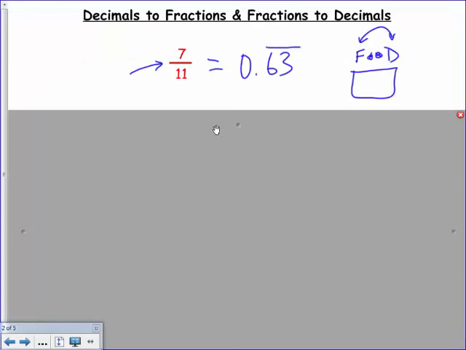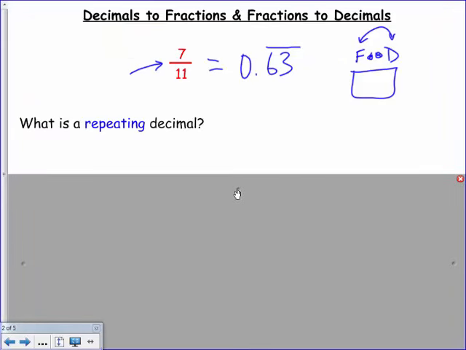Well, let's think about this now. What is a repeating decimal? We just looked at one, right? That pattern repeats over and over and over, right? If it's one digit repeating, the quick way to write that as a fraction is just put that number over 9. It's nice and easy.